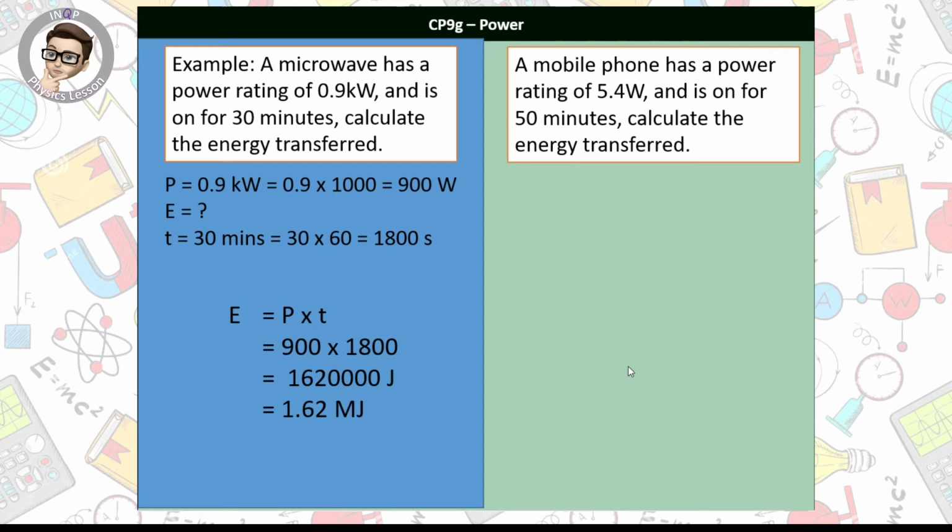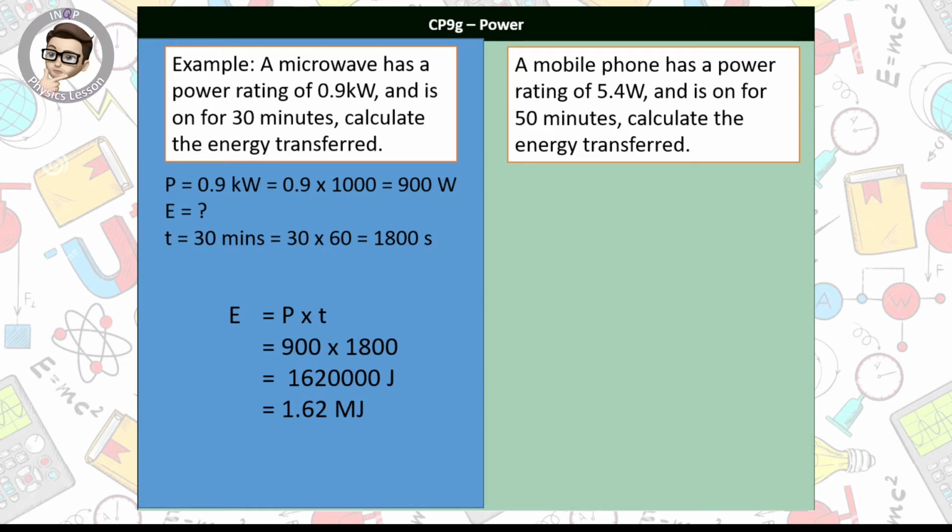Okay, now it's your turn to have a go. Using the same way that we've set up this previous equation, have a go at answering this question to check you know how to use the P equals E divided by T calculation. So pause the YouTube here and have a go.